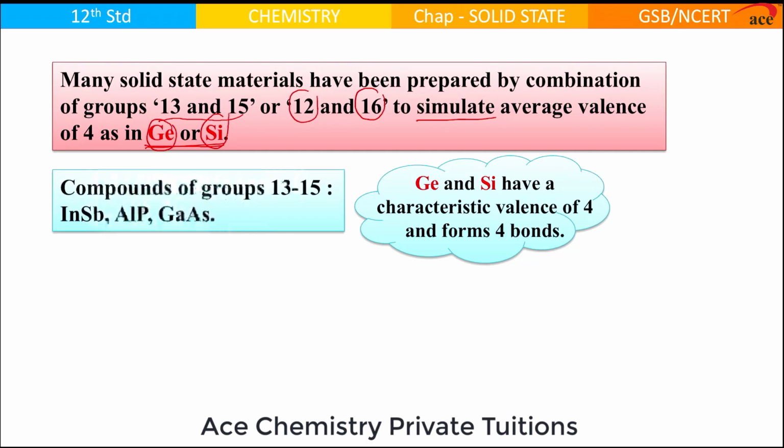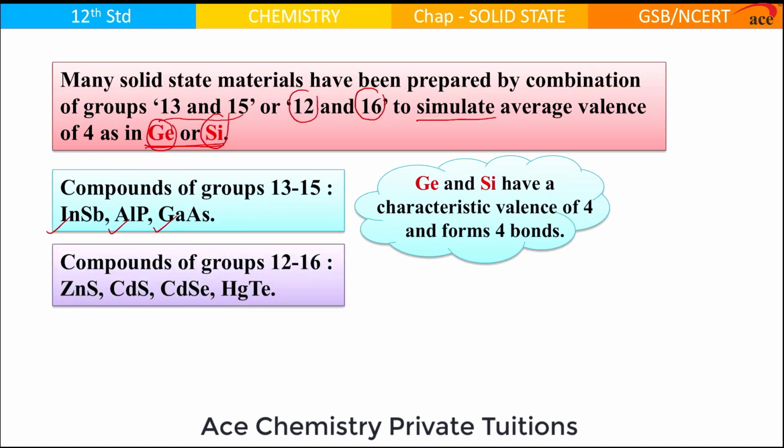So, this group 13 and 15 alloy between indium and antimony is found to have semiconductor property. Aluminium phosphide, a compound of group 13 aluminium and group 15 phosphorus, also shows semiconductor property. Gallium arsenide, gallium a group 13 element and arsenic a group 15 element, also shows semiconductor property.